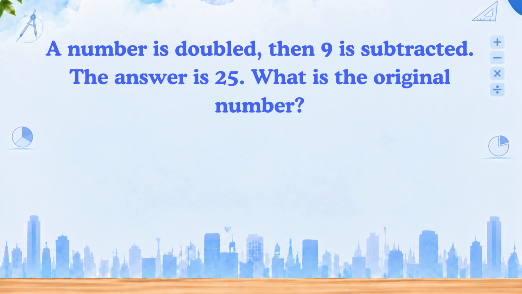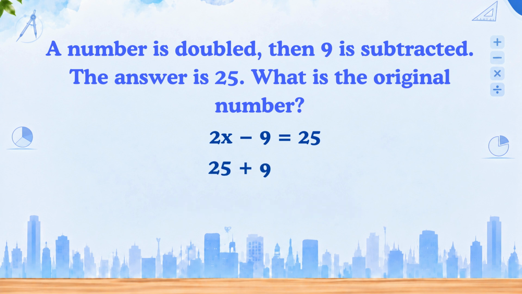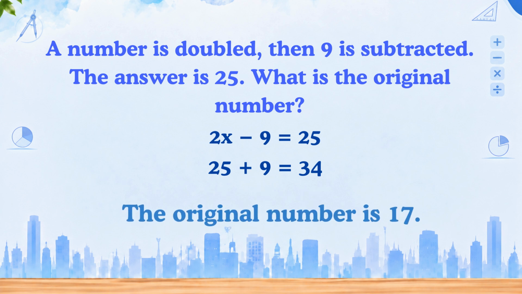So our equation is essentially 2x minus 9 equals 25. We have to add 9, so 25 plus 9 equals 34, and then divide by 2. 34 divided by 2 is 17. The original number is 17.